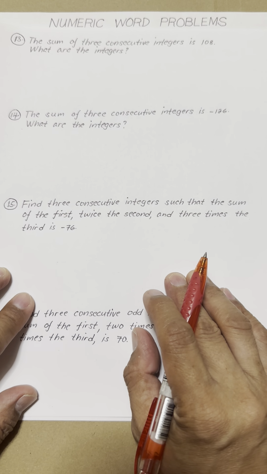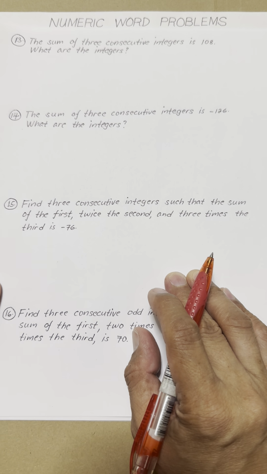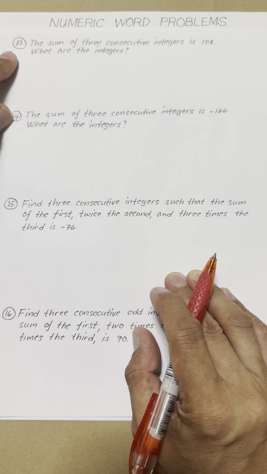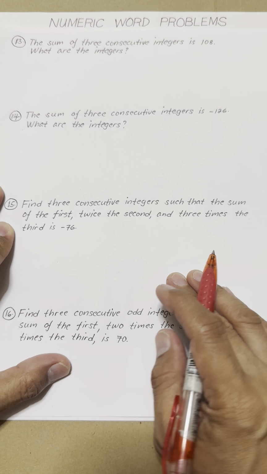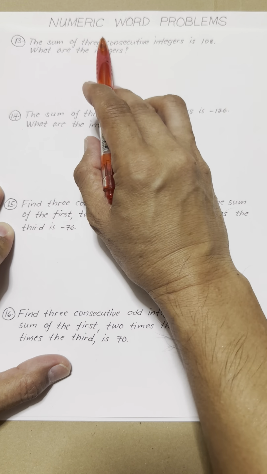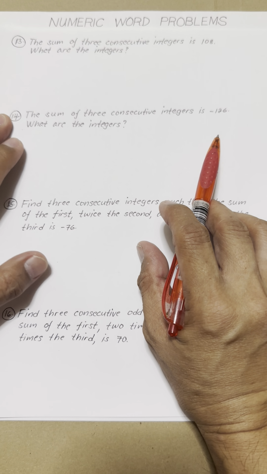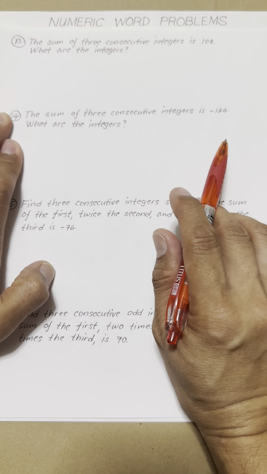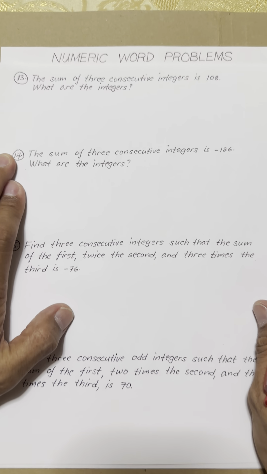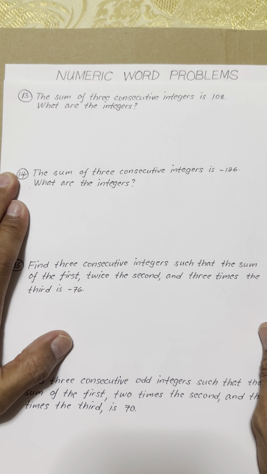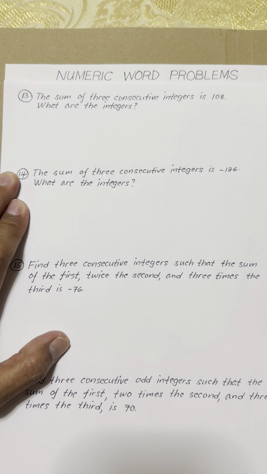Okay, let's continue with the remaining four problems: 13, 14, 15, and 16. We are still on the numeric word problems, or number-based word problems, or simply number problems. So, number 13: the sum of 3 consecutive integers is 108.